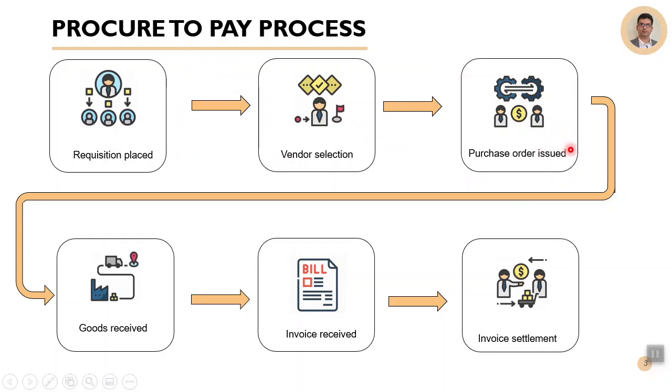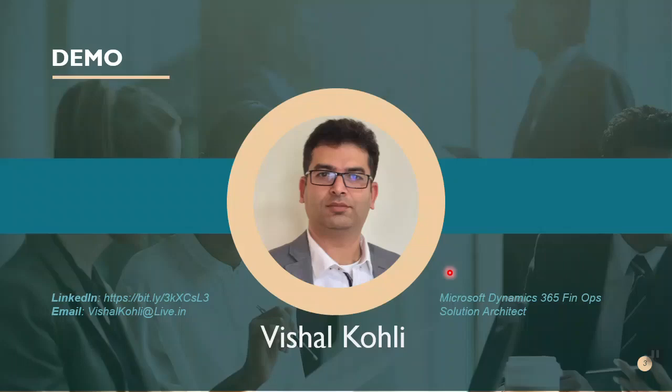Further to this, once all the related steps for purchase order creation are completed, we receive the goods against that purchase order, and we also receive the invoice for that purchase order. Finally, when the payment is made to the supplier, we will do the invoice settlement. So this is about the whole procure to pay process. Let's have a look at the demo for this particular procure to pay process inside Finance and Operations.